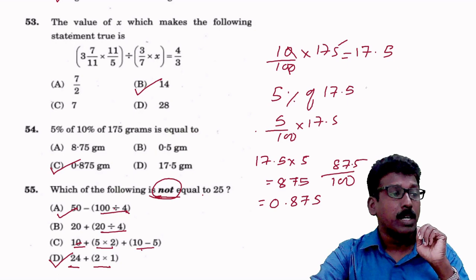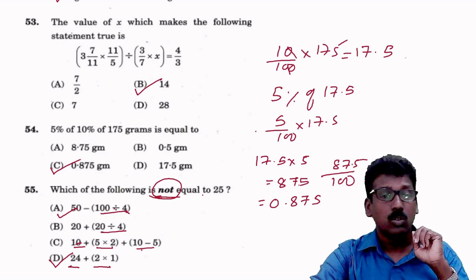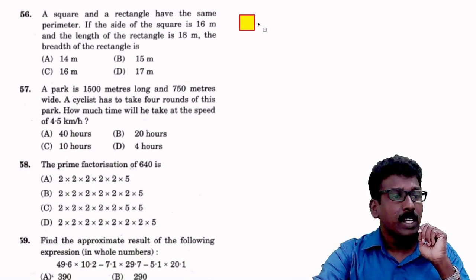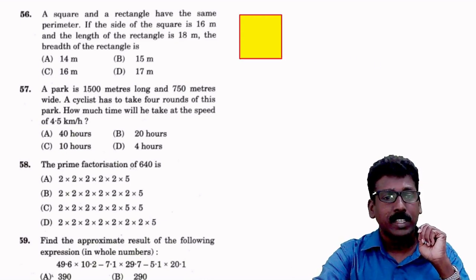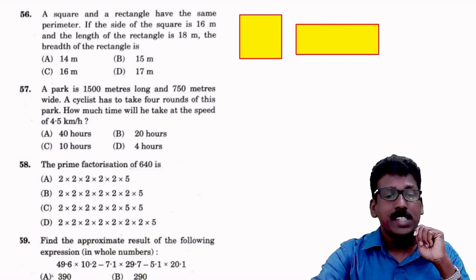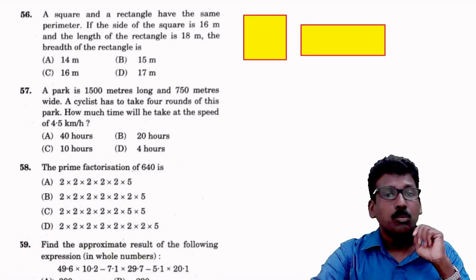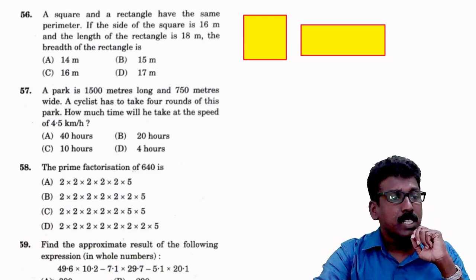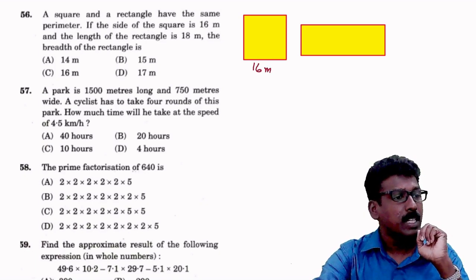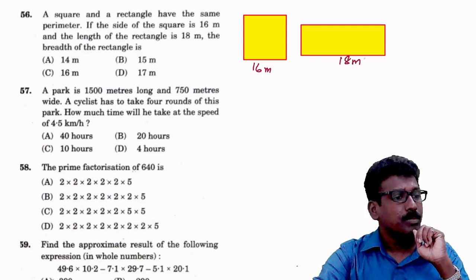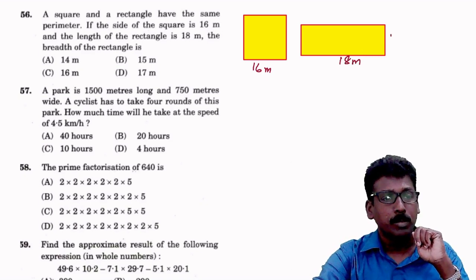Now look at question number 56. It says a square and a rectangle are there, having the same perimeter. Both having same perimeter. Now the square is 16 meter. The length of the side is 16 meter. Length of the rectangle is 18 meter, and you have to find the breadth.